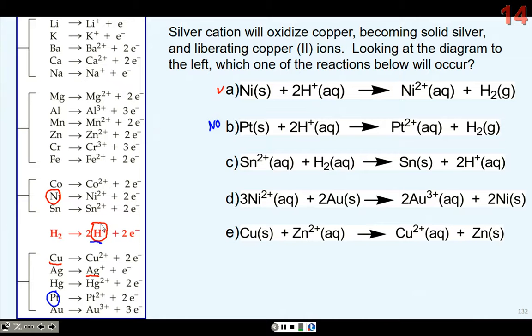So let's look at the tin ions. Where's tin? There it is, tin ions and the hydrogen element. Okay, so is the element above the ion? No. So it's not going to work in this case.